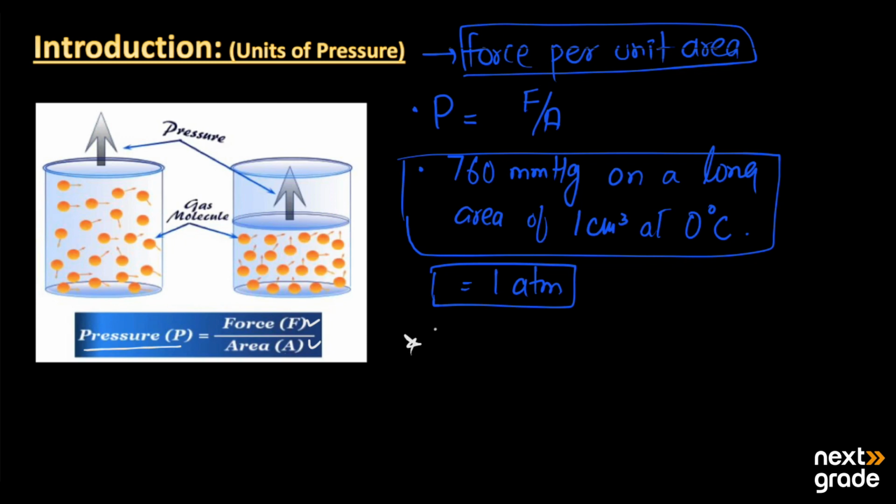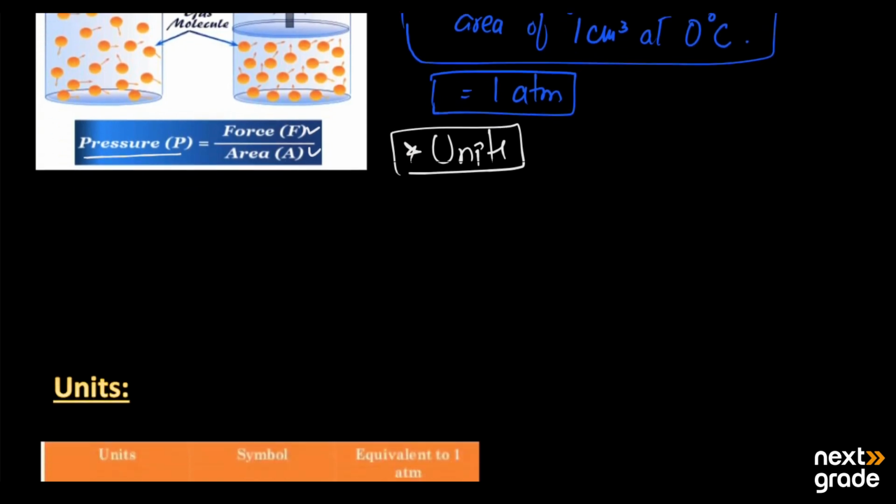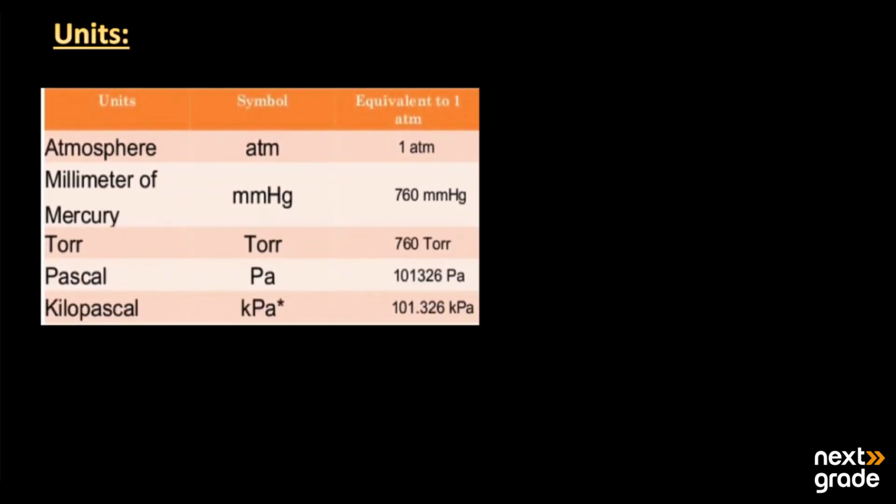That pressure we can denote using different units, and we have almost 4 to 5 units for the measurement of pressure. So let's have a look at these units. Here, the first unit we have is the atmospheric unit, denoted by atm, and it is equivalent to 1 atm.